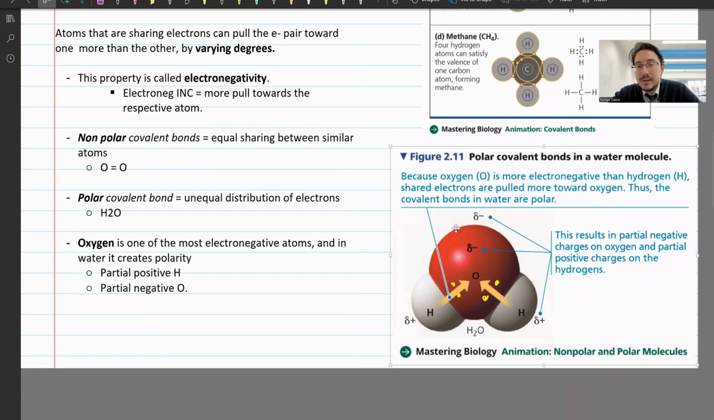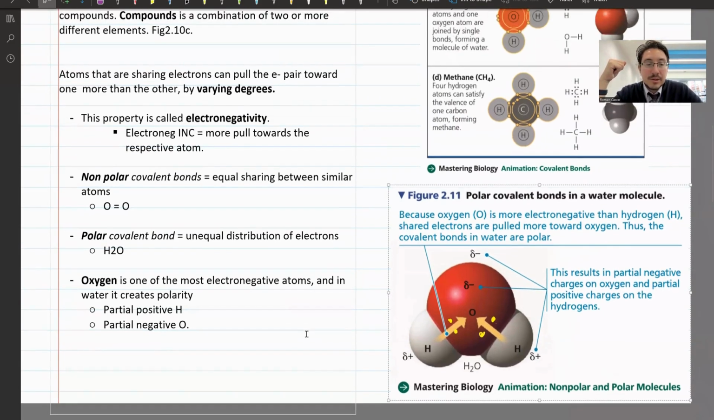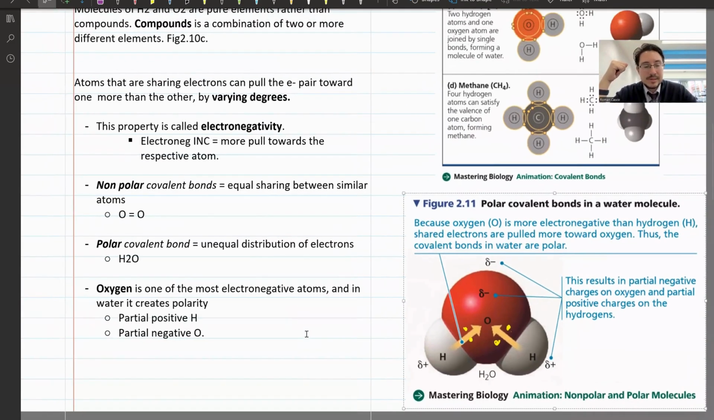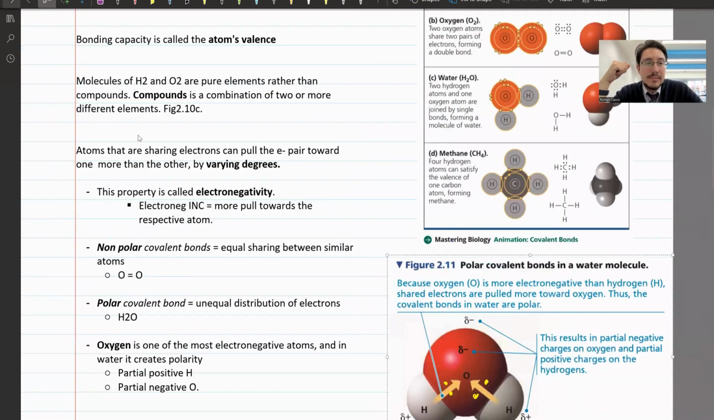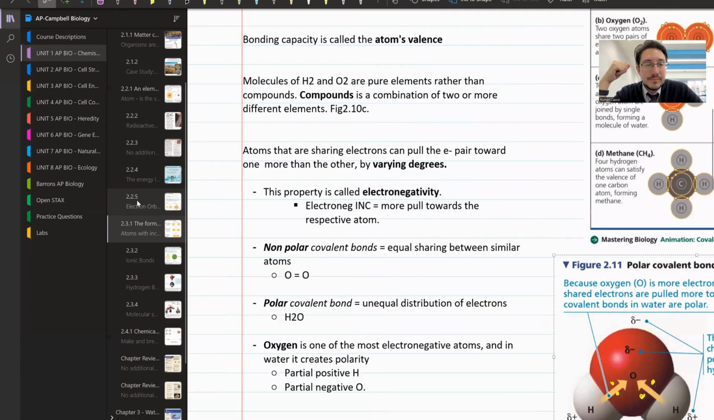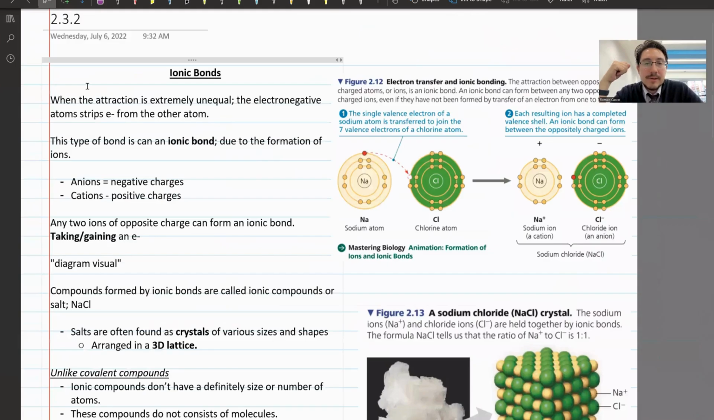And you use the sigma symbol to designate the charge, right? Partial negative, partial positive. We're going to see this later. This creates another type of bond called hydrogen bonding that is critical in biology. So we're going to take a look at this later on. Okay, let's continue on. Ionic bonds.